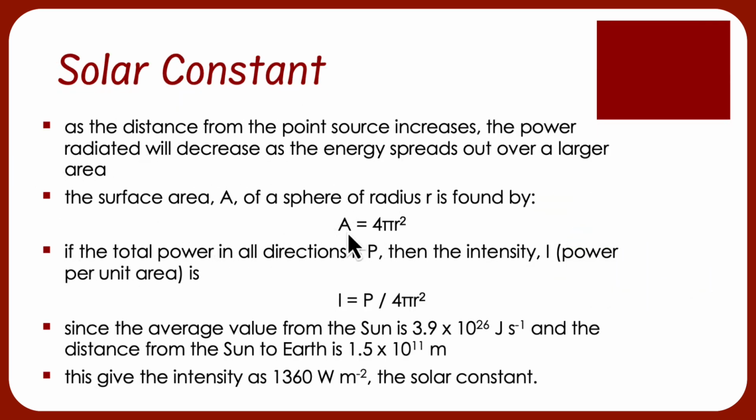As I said, the surface area is 4 pi r squared. That means my intensity is going to be power divided by 4 pi r squared. The average power from the Sun, with units of joules per second, which also could have been watts, is 3.9 times 10 to the 26 watts. And our distance from the Earth is around 1.5 times 10 to the power 11 meters. If I put these values together, I'm going to get the solar constant. This value is in our data booklet, so don't use a rounded value. Make sure you use the value that's actually shown in the data booklet.